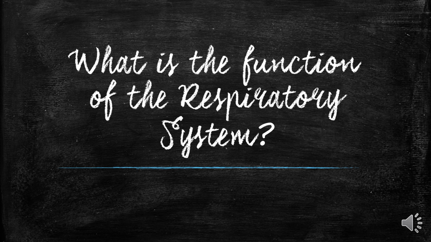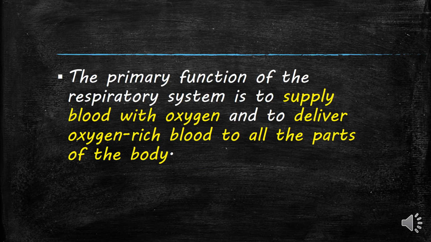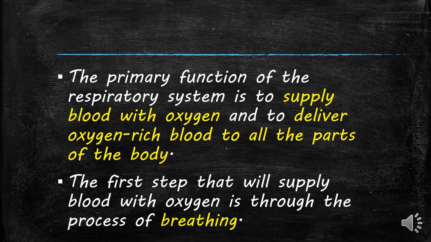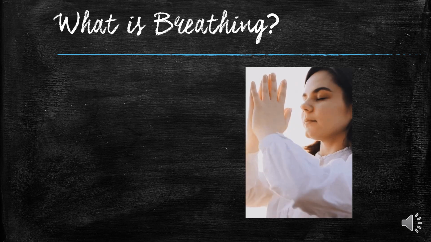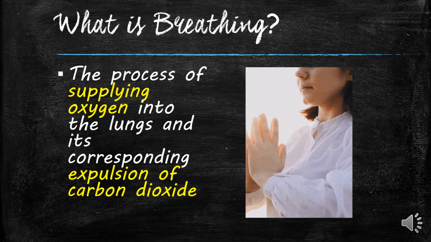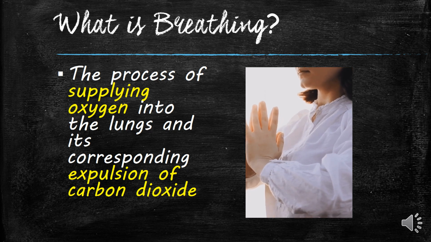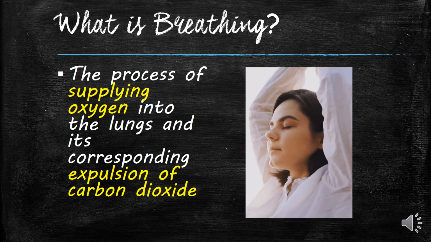What is the function of the respiratory system? The primary function of the respiratory system is to supply blood with oxygen and to deliver oxygen-rich blood to all the parts of the body. The first step that will supply blood with oxygen is through the process of breathing. What is breathing? Breathing is the process of supplying oxygen into the lungs and its corresponding expulsion of carbon dioxide.